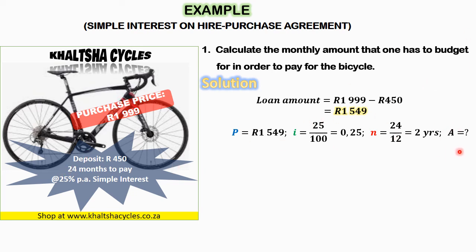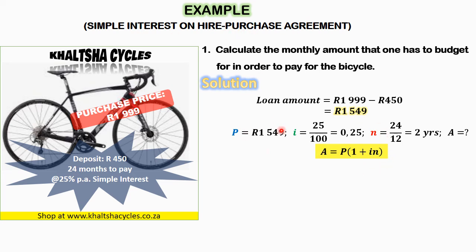And then what do we want? We want the total amount. Okay, we want the total amount that Culture Cycles is going to get, the total amount that you're going to pay Culture Cycles with interest. Because A is the total amount with interest. The loan amount is the amount that you are starting with, without interest. Okay. Now, you will write down the formula to say, okay, A is equal to P into 1 plus IN. We are using this formula because this is simple interest. We know it is simple interest because we are talking about a hire purchase agreement. Okay.